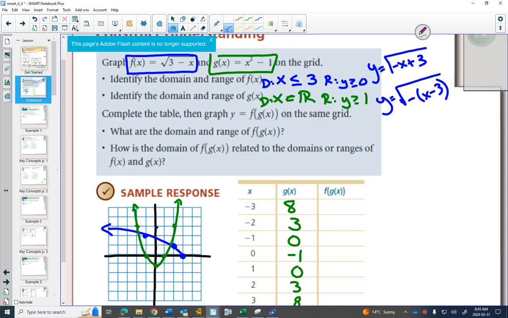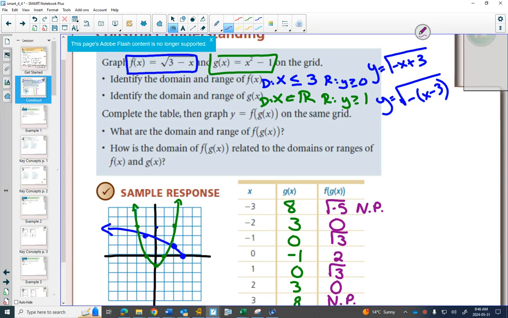So I'm going to do these in purple, because this is going to be our new graph. If I plug in 8, 3 minus 8 will give me a negative square root. It'll give me the square root of negative 5, which is not possible. If I plug in 3, I get 0. If I plug in 0, I get the square root of 3. I plug in negative 1, I get the square root of 4, which is 2. If I plug in 0, you already know that, square root of 3. This is 0, and this one again will be not possible.